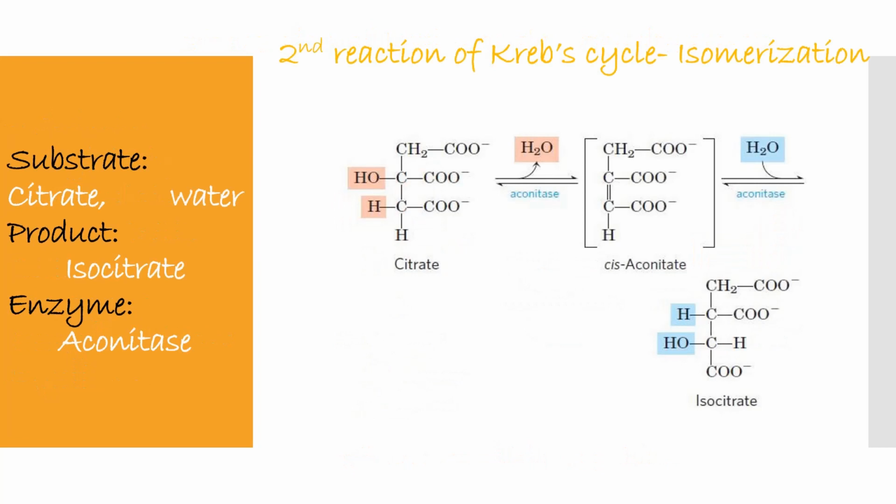Citrate is isomerized to isocitrate by the aconitase enzyme. This reaction takes place in two steps. Citrate is first dehydrated to cis-aconitate, that is, water is removed, and again rehydrated to isocitrate, that is, water is added again. This reaction is reversible, that is, the reaction takes place in both the forward and backward direction.